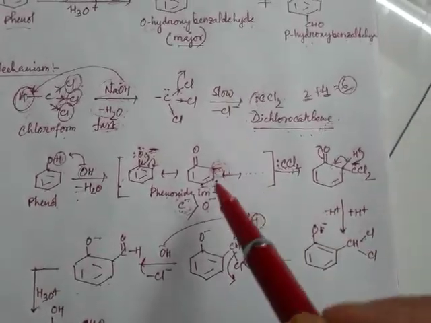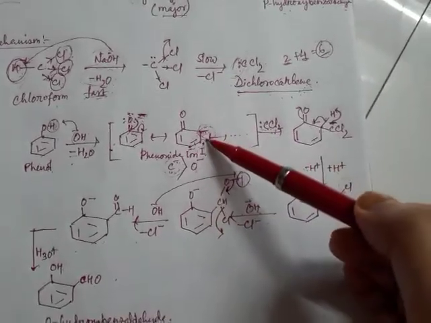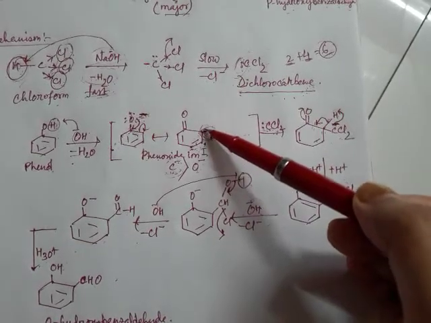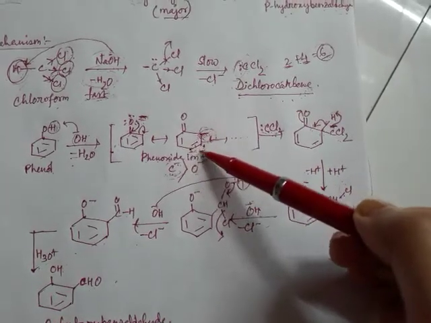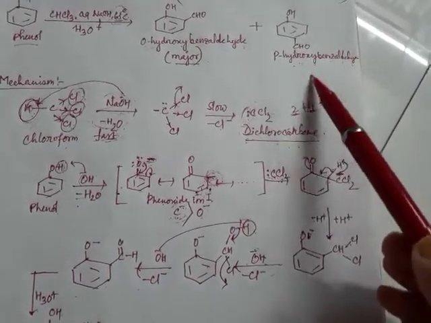So as you have seen, we have got this ortho product from this resonating structure. From another resonating structure in which the electron density is centered on the para carbon atom, we can have our para-hydroxybenzaldehyde, which is our minor product.